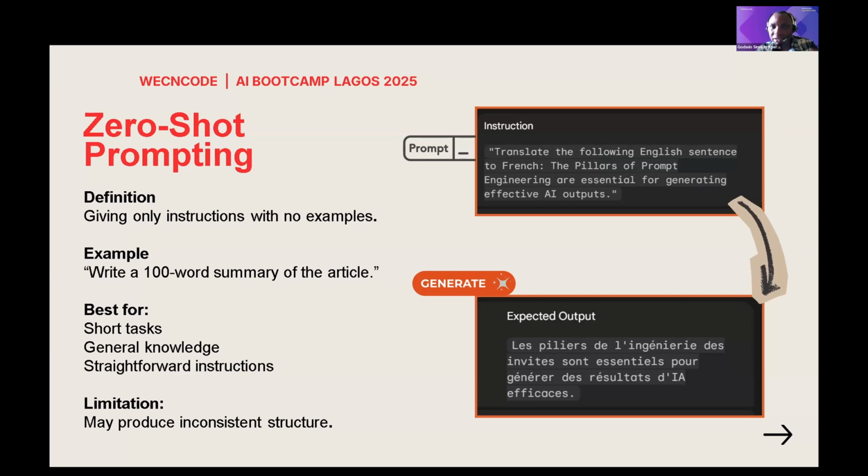So we have an example here. Translate the following English sentence to French: The pillars of prompt engineering are essential for generating effective AI output. Zero shots. We didn't add an example to it. And what ChatGPT does, it brings out the result for you. So it's best for short tasks, general knowledge, and straightforward instructions. But the limitation is it may produce inconsistent structure. So like I said, and I'm saying again, the answer that your large language model gives you might not be completely correct or suit the case that you have.